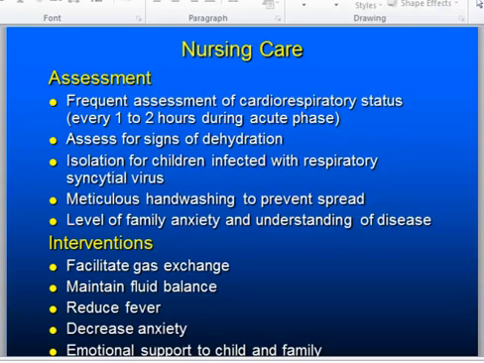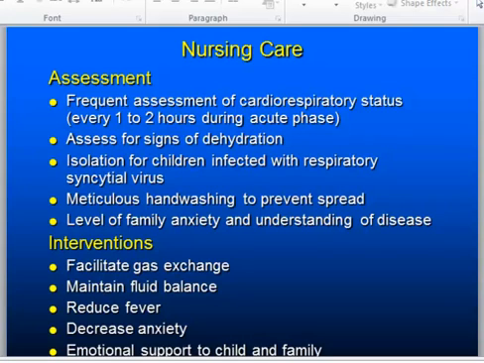Deficient fluid volume related to decreased intake and sensible losses. So we want to maintain hydration in our infant, and we also want to maintain their body temperature within normal limits. Our interventions: we want to facilitate gas exchange. We want to document the vital signs and respiratory rate every 1 to 2 hours or more if needed, with close monitoring of the cardiorespiratory system.